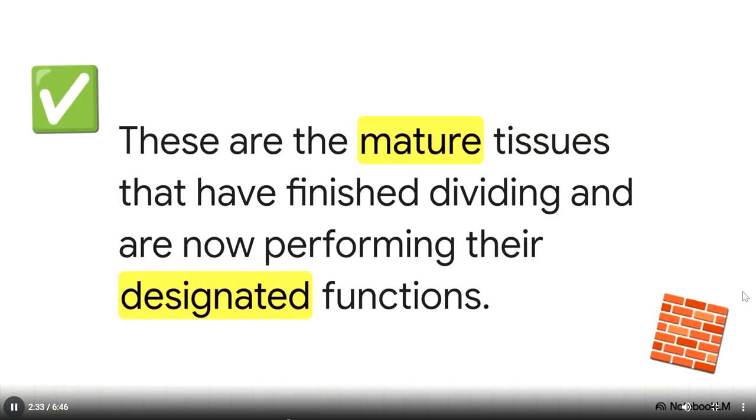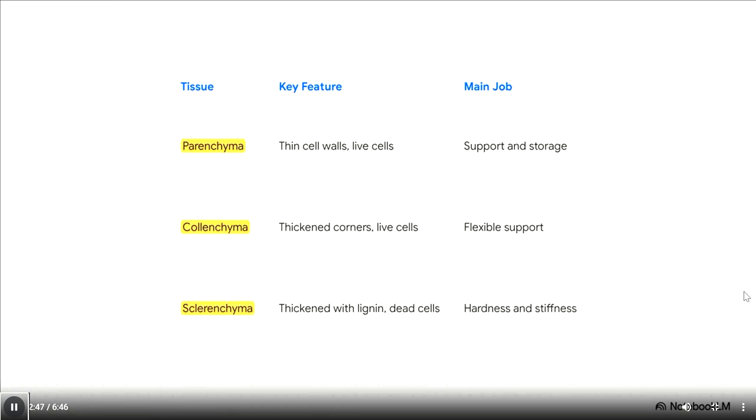And this whole process creates what we call permanent tissues. These are the grown-up tissues. They're done dividing, and now they're just focused on their assigned roles, things like support, storage, or transport. And they come in two main flavors, simple and complex. Now this is where it gets really cool, because you can see how the structure perfectly fits the job.